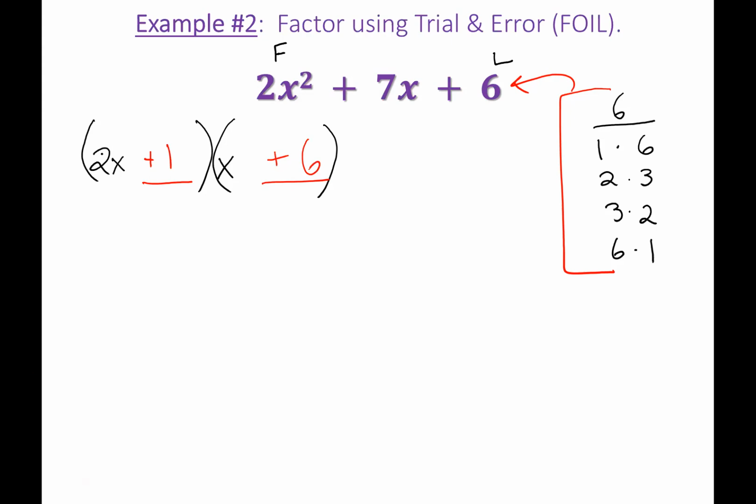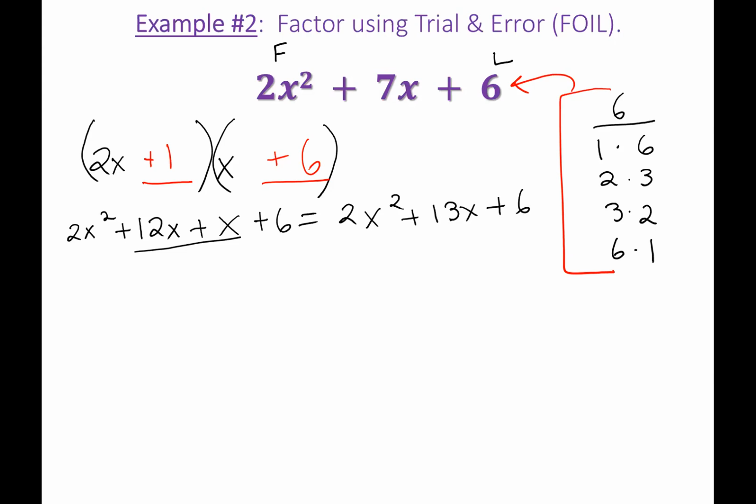Okay, so when I check, 2x times x, 2x squared, plus my outside terms, 2x times 6, 12x. That's already kind of not a good sign, because don't I need my middle terms to add up to 7x? And if this is already too big, this one's not going to work. But I'll keep going. 1 times x is 1x, or x, and then 1 times 6 is 6. When I combine those middle terms, 12x plus 1x is going to be 13x in the middle.